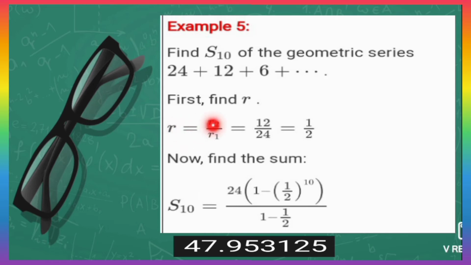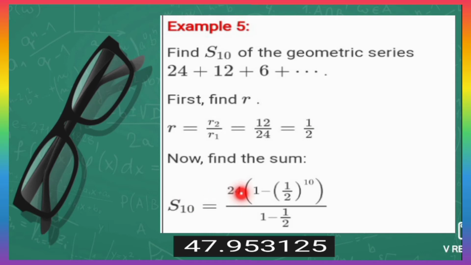Yung first is r sub 2 over r sub 1. Ibig sabihin itong r sub 2 is second term. And then yung r sub 1 is yung first term. Ayan, i-divide mo lang ang second term papunta kay first term. So, 12 divide 24, the answer is 1/2. Okay? Ayan, i-substitute na lang natin sa formula.